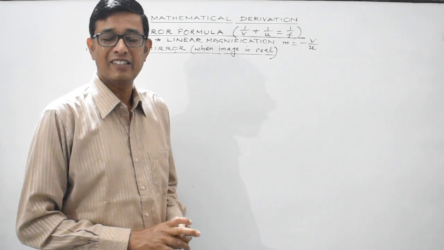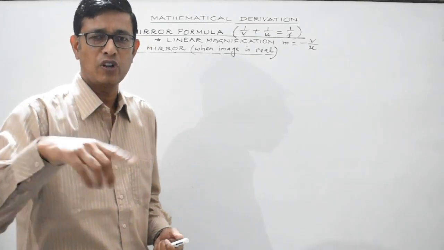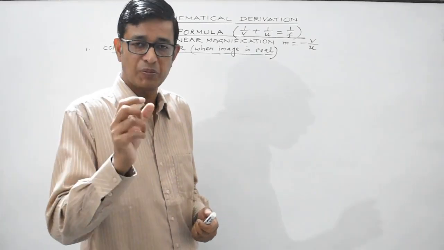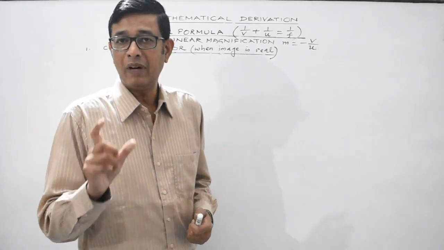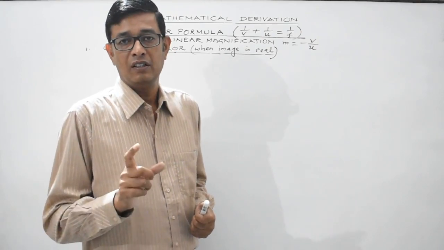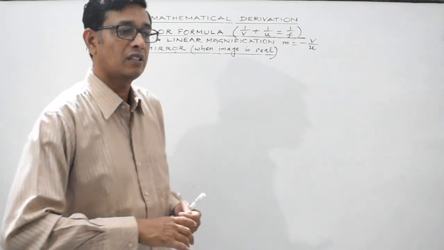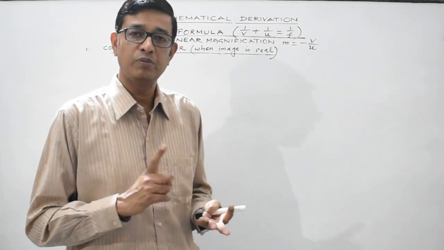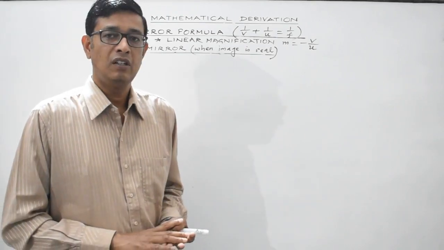Here in this session we will discuss the mirror formula. I think theoretically we have already discussed. So in this particular session, we are going to mathematically verify the mirror formula. And the mirror formula, as you are aware, is a relationship between the object distance, the image distance and the focal length of a mirror.